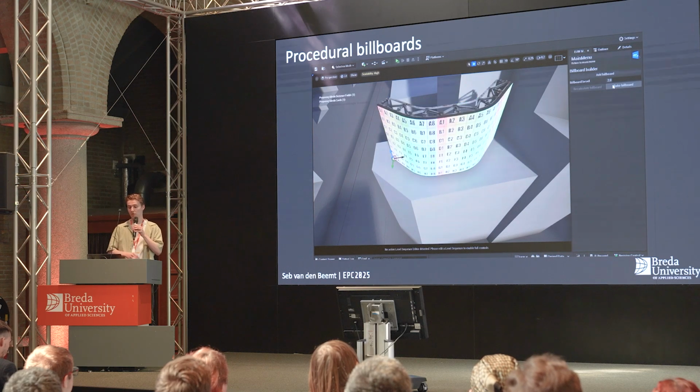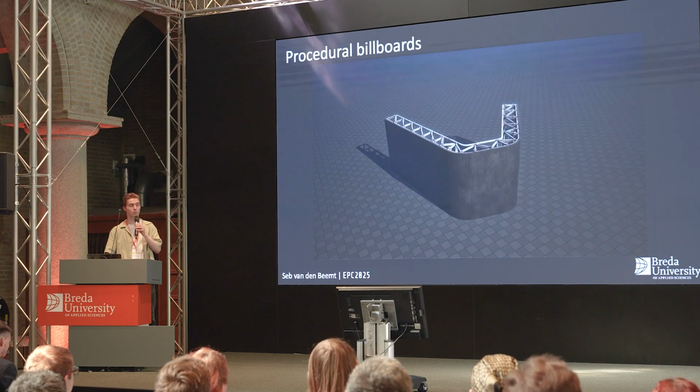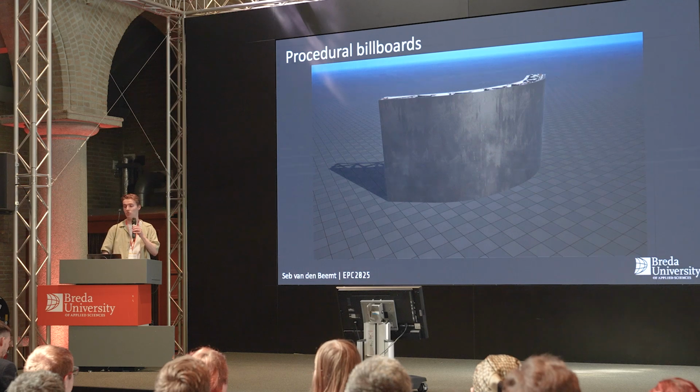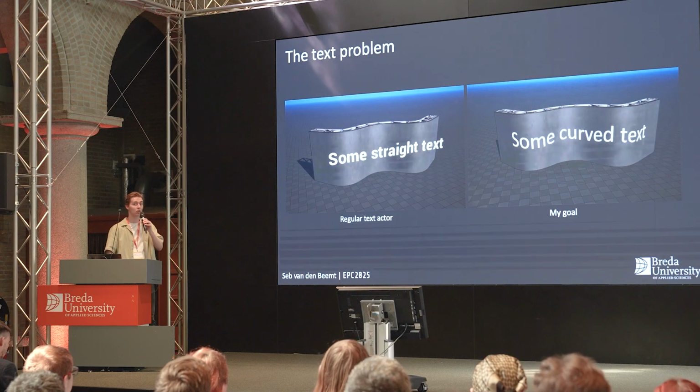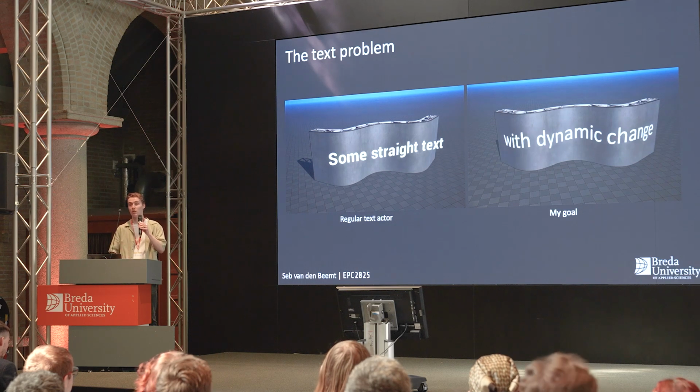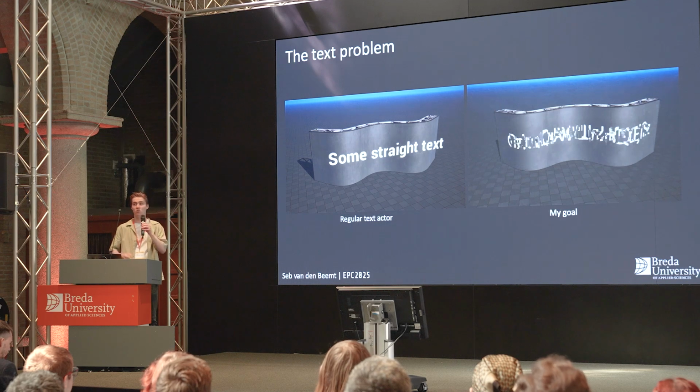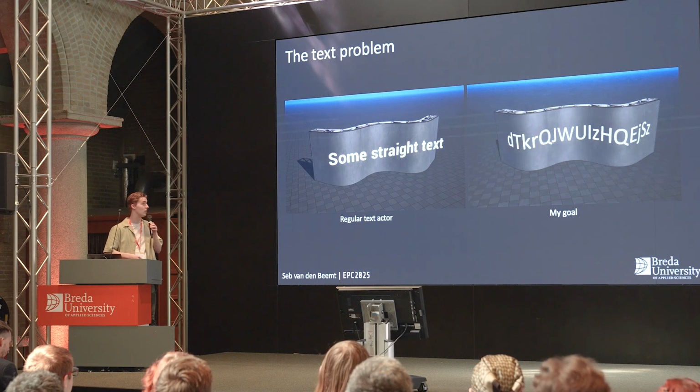But the way I'm generating my billboards right now gives me a little bit of a problem when it comes to generating my text. In my advertisements, I want to have text that is dynamically updated when the game is running, and I want the text to follow my billboards themselves. This is a bit problematic because normally we would use text actors for that, but those are flat and they cannot wrap around the billboards that I'm generating.